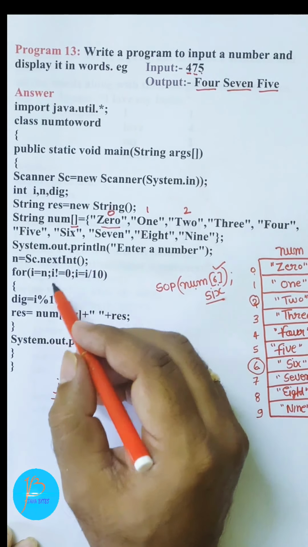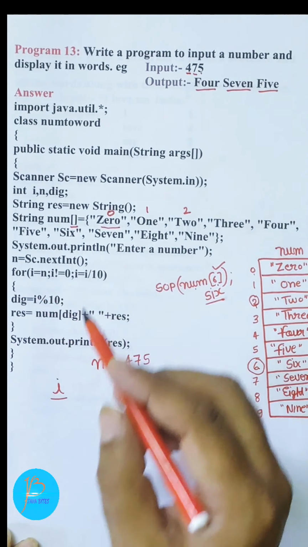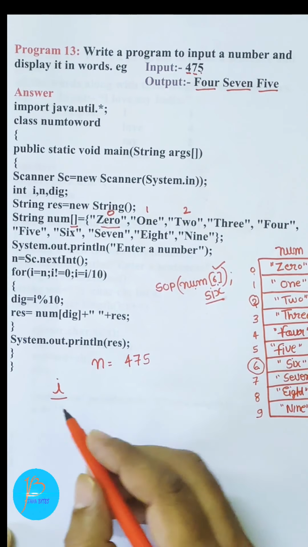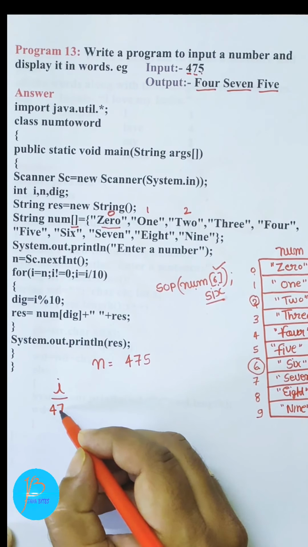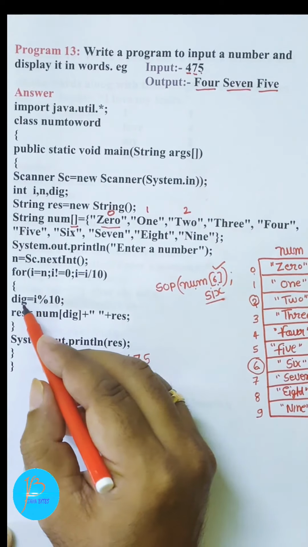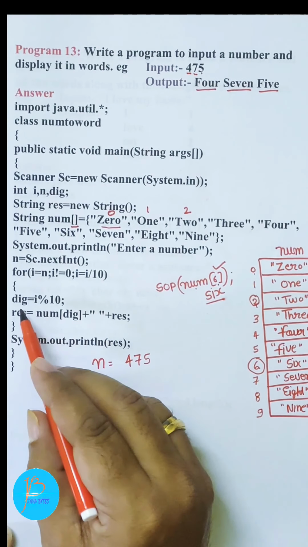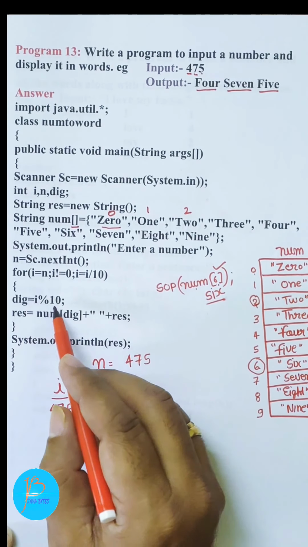Okay, and see what is told. I equal to n means the loop will start from the value of I that is equal to n. So you know that the value of n is 475. After that, come inside. Look at the first line within the loop.